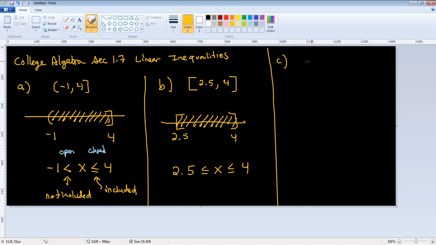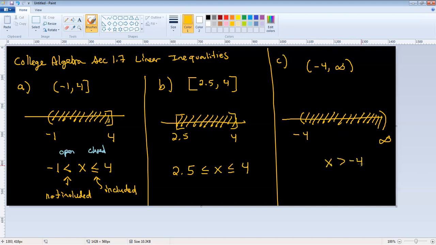Okay, what about something like this? -4 to infinity. Well, what does infinity mean? Well, that means something like this. Infinity means it's just going to keep on going, and it's going to keep on going forever. Okay, so this is finite. This is finite over here. But this is infinite. Okay, so this is x is bigger than -4. So these are some inequalities right here.